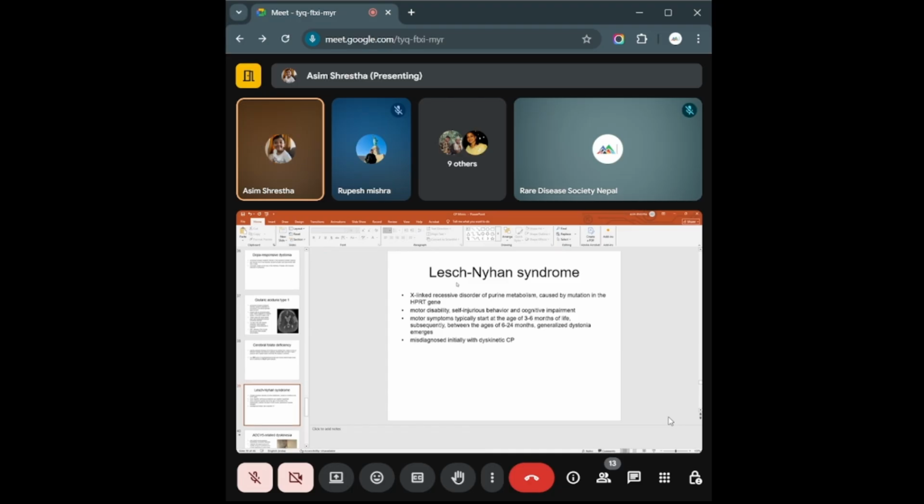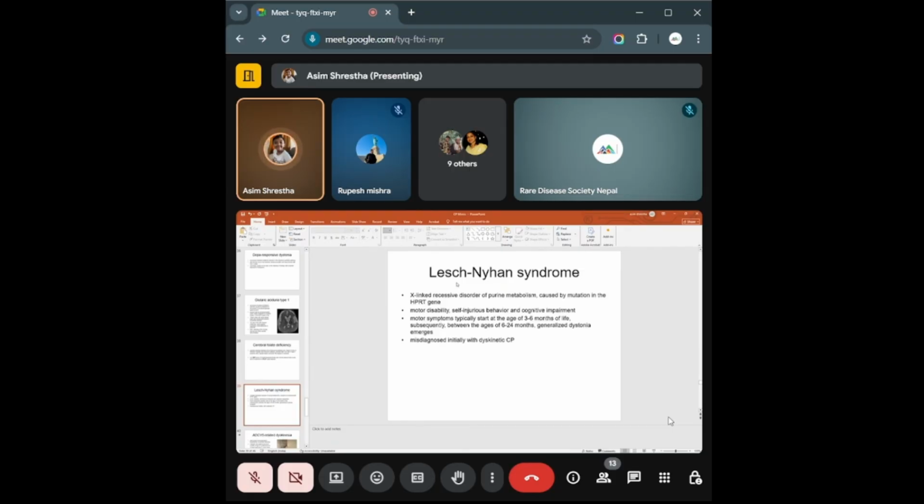And then another is Lesch-Nyhan syndrome, which is an X-linked recessive disorder of purine metabolism, where there is motor disability, but the child has self-injurious behavior and cognitive impairment. The symptoms usually start at the age of 3 to 6 months, and subsequently between 6 to 24 months, they have generalized dystonia.